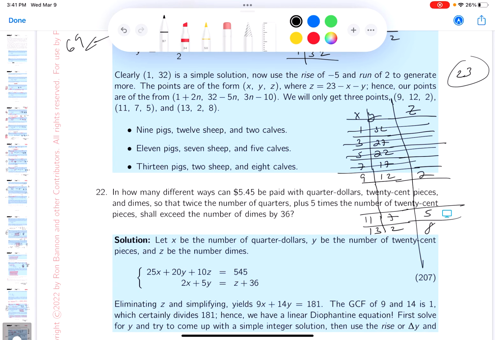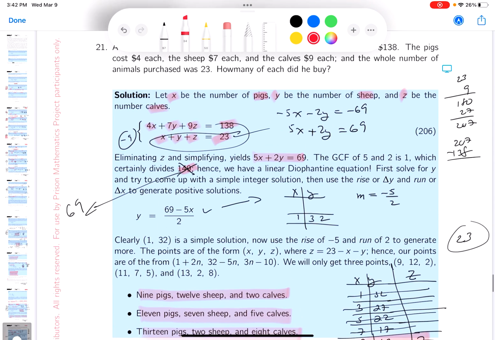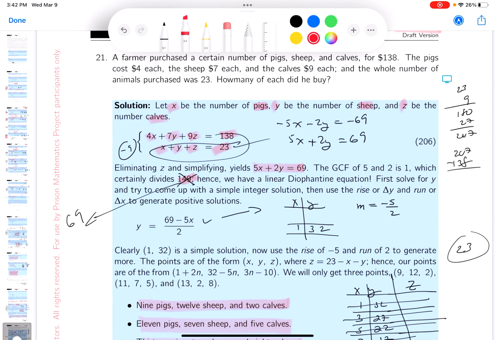All right? Let's take a look at it, and let's see if we got those answers. Okay, do we get 9, 12, 2? Did we get 11, 7, 5? Did we get 13, 2, 8? We're doing okay. All right? Now, granted, I'm getting a little more sloppy in the problem set. I'm not writing so much down, but I do need to make a correction over here. And hopefully I'll remember to do that, okay?